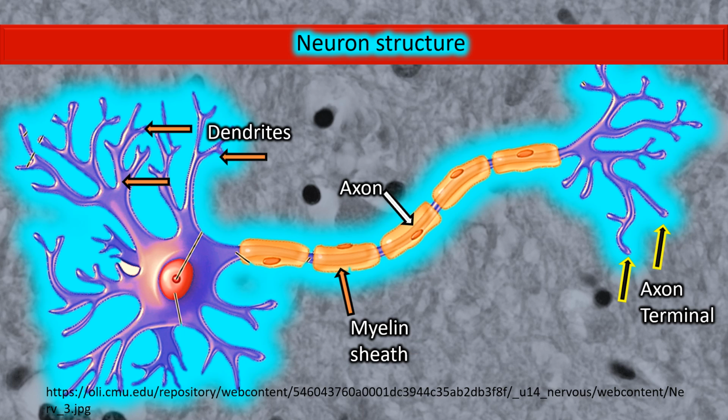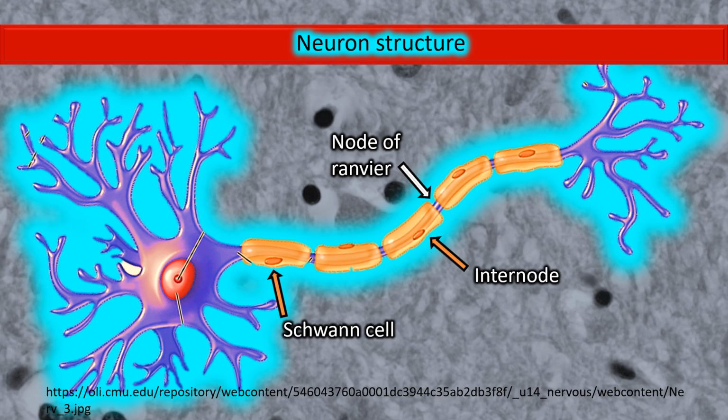Now, the cell that produces the myelin sheath is the Schwann cell. Then, in between the myelin sheath, you can see certain gaps where the bare axon is seen. Now, those are the nodes of Ranvier. The area of the axon covered by the Schwann cell, the myelin itself, is called the internode. So, in between the internodes are areas called the nodes of Ranvier.